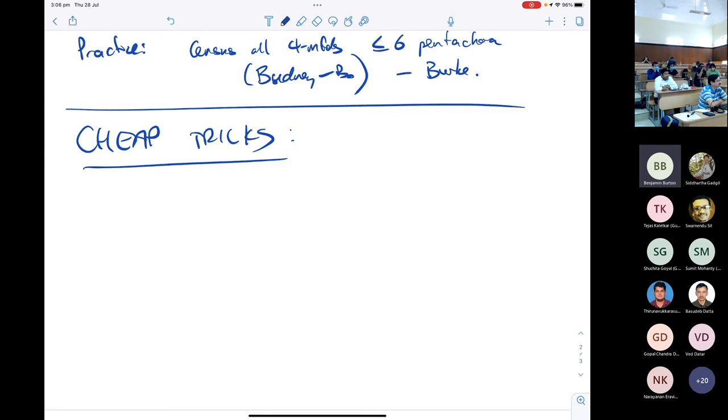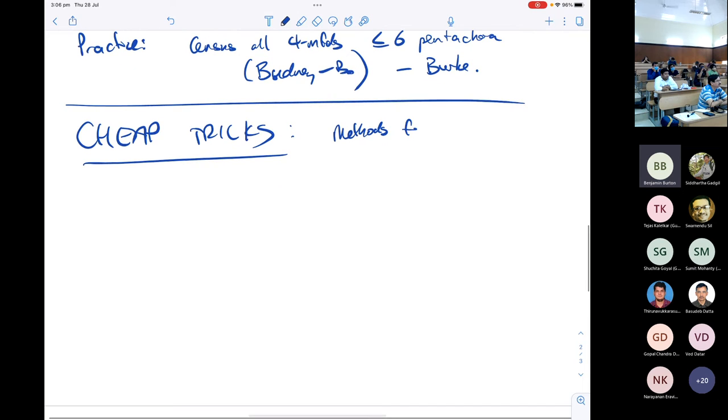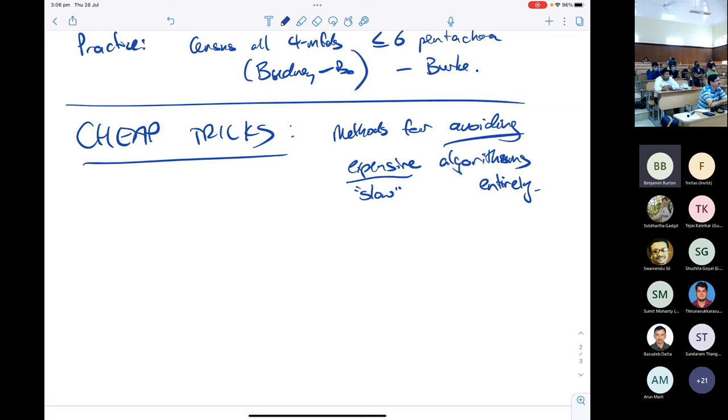When I talk about cheap tricks, what I mean is methods for avoiding expensive algorithms entirely. And I'm sorry, I'm half computer scientist, so when I say expensive, that's a polite word for slow, right? So methods for avoiding expensive algorithms entirely. So let me give you a poster child example of a cheap trick. This is unknot recognition.